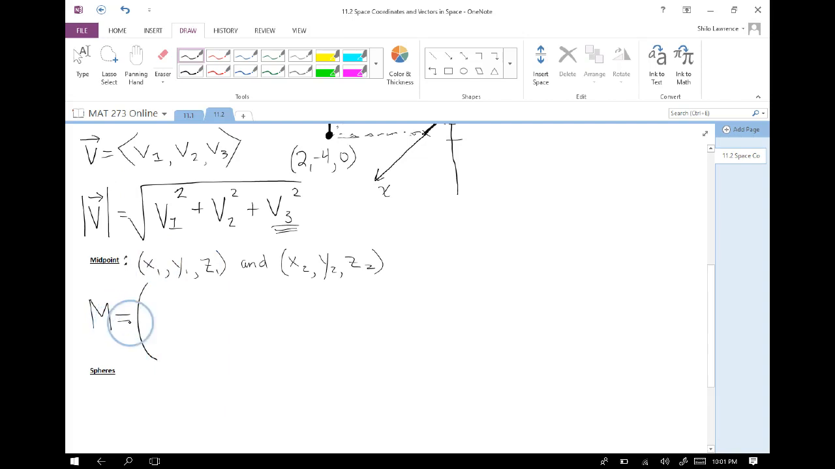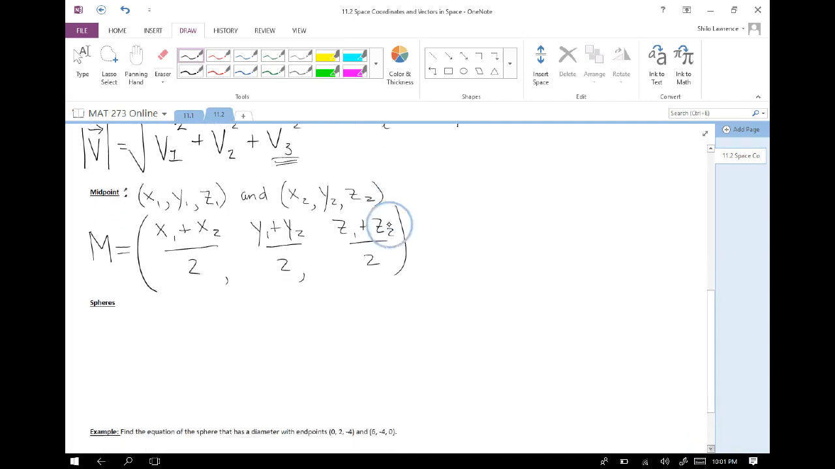So this answer is a point in three-dimensional space, so it will have 3 coordinates. So I want to find what x value is exactly halfway in between x1 and x2. And the way that you do that is just add them together and divide by 2. And we do the exact same thing for all of them. Now I want to find the point that's exactly halfway in between y1 and y2. So I add them together and divide by 2. And the same exact thing for the z's. That is how we find a midpoint in three-dimensional space.